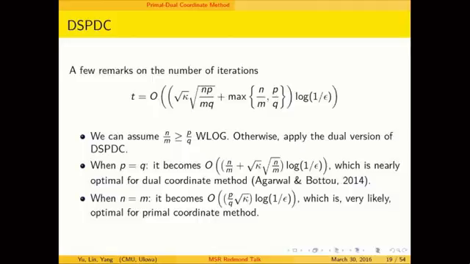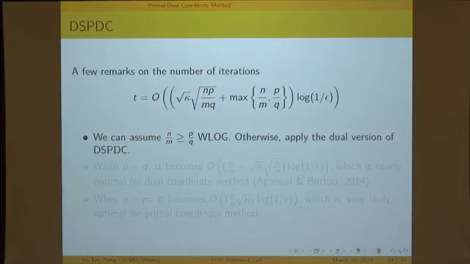Okay, so now for the following discussion, we will assume that the ratio of the dual sampling is larger than the ratio of the primal sampling, without loss of generality. Otherwise, we can just apply the dual version of the DSPDC. So here I think we better explain.